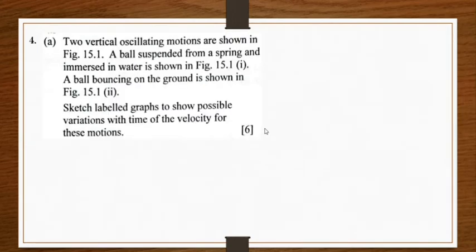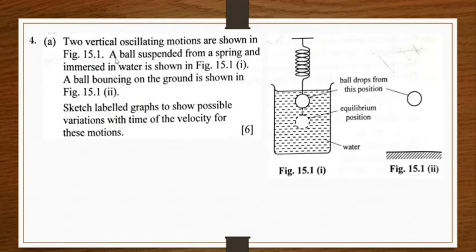Number 4 is from the second exercise that I gave you today. We have two vertical oscillating motions shown in figure 15.1. A ball suspended from a spring and immersed in water is shown. And then a ball bouncing on the ground is shown in this figure 15.1 II. Sketch labeled graphs to show possible variations with time of the velocity for this motion.